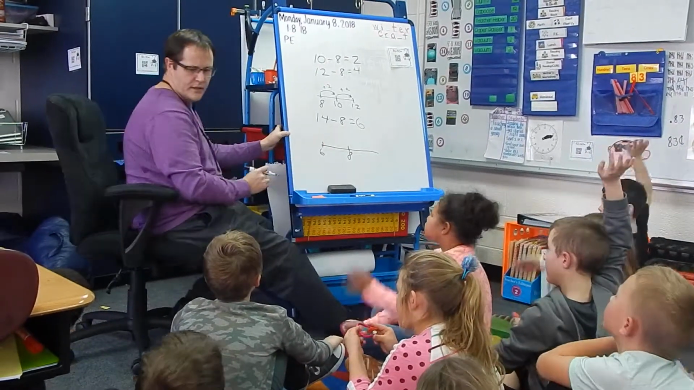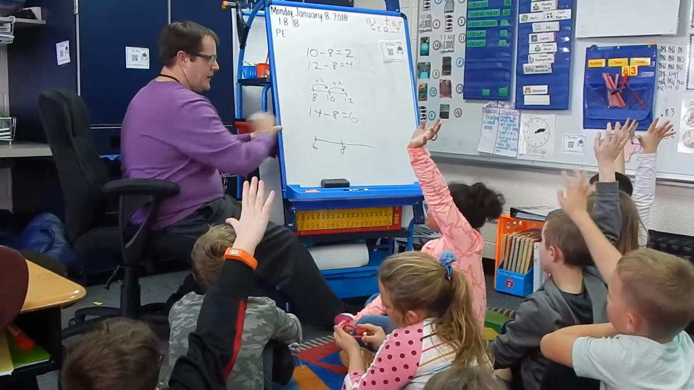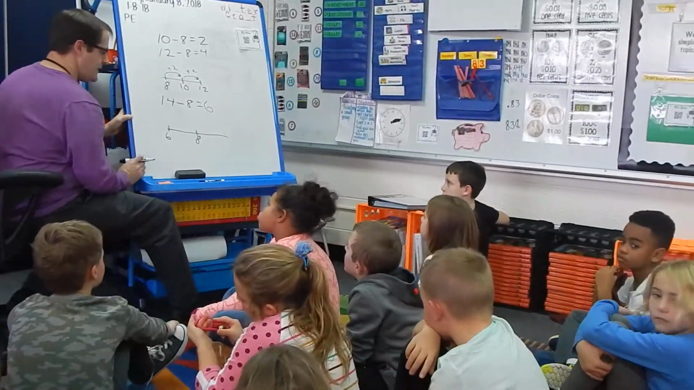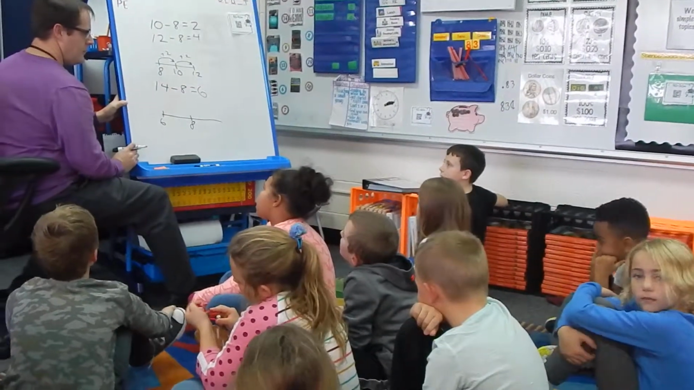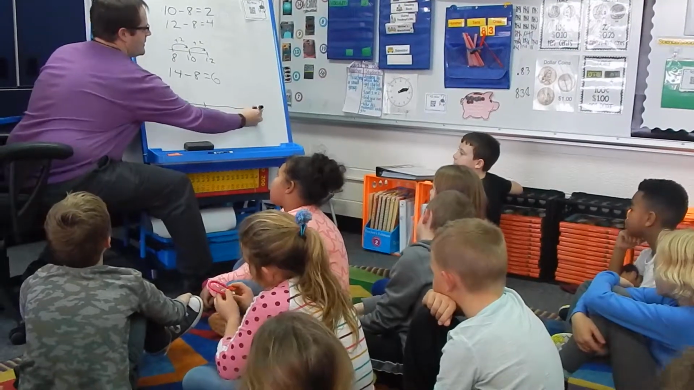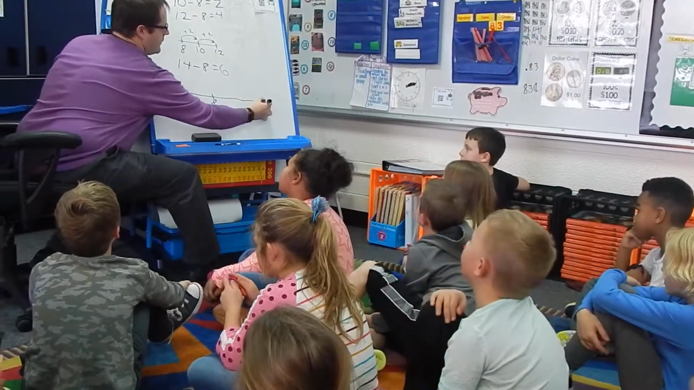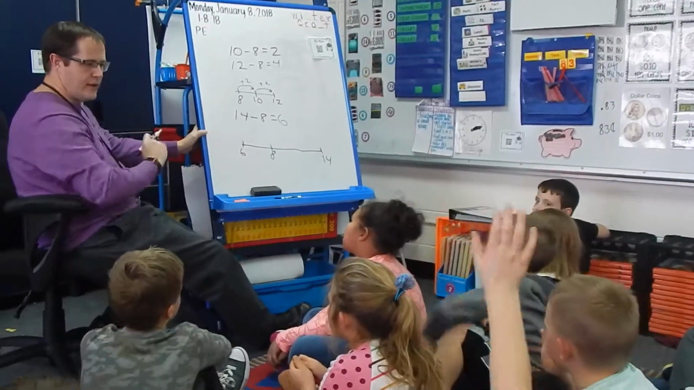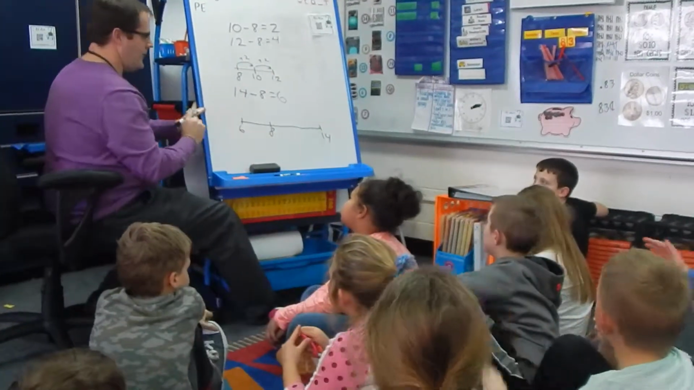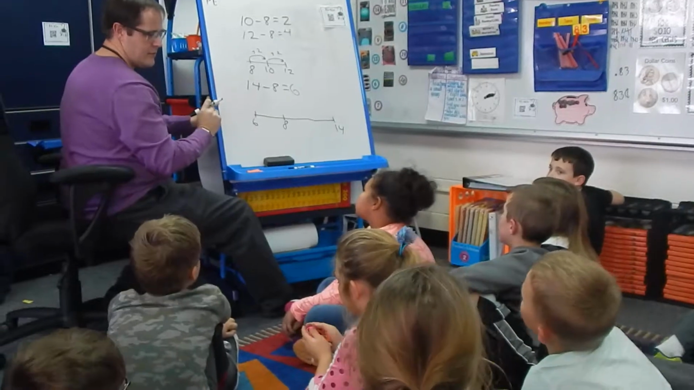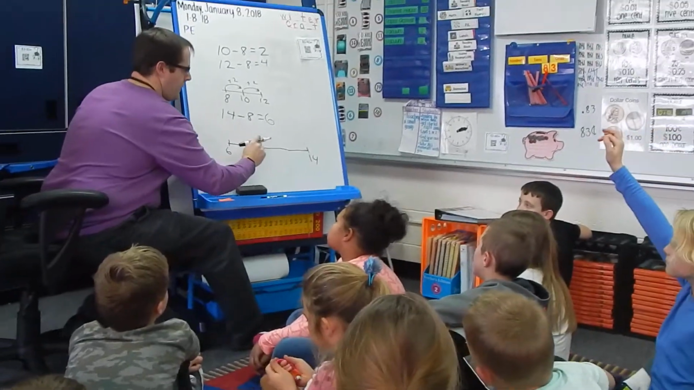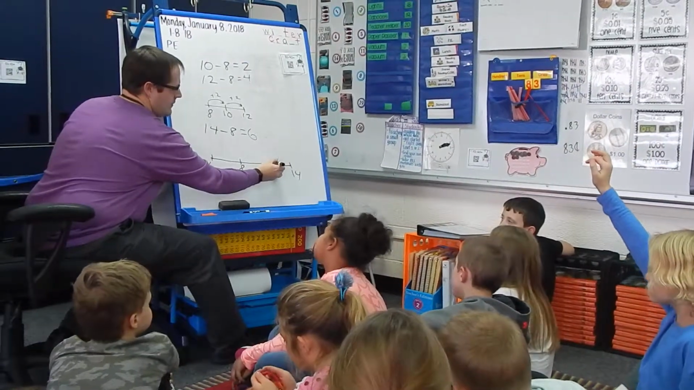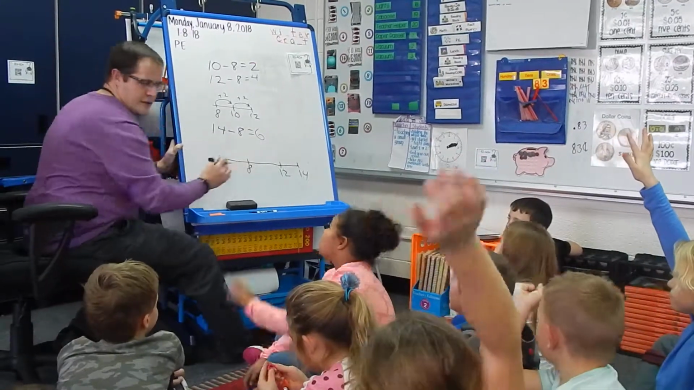All right, who wants to put another number out there? What are you thinking? 14. Where do you want that to go? On the right? I'm going to make this a little bit longer. So we have 14 over there. Do we need any other numbers on this one? 12. Where do you want that to go? Like here? Is that okay?